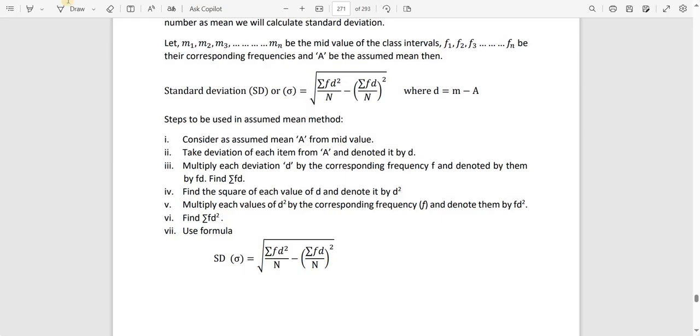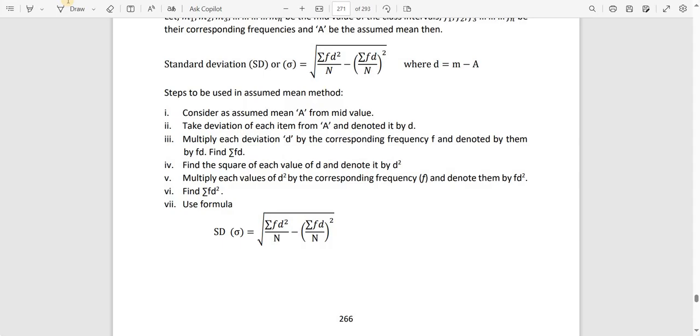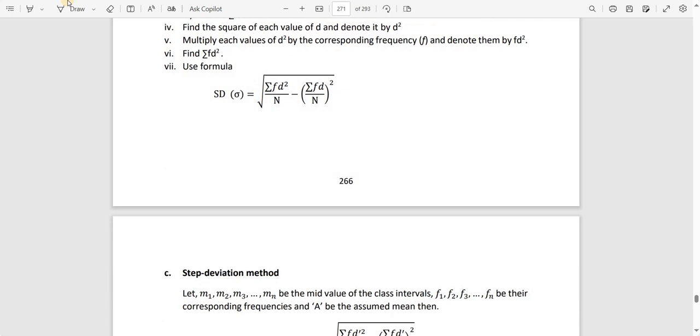Now consider the assumed mean A and the mid values, then take the deviation of each item from A and denote it by D. Multiply each deviation D by the corresponding frequency f and compute fD squared. A is our assumed mean. Subtract A from each mid value, and that gives D. With the values of D, we can write the formula.